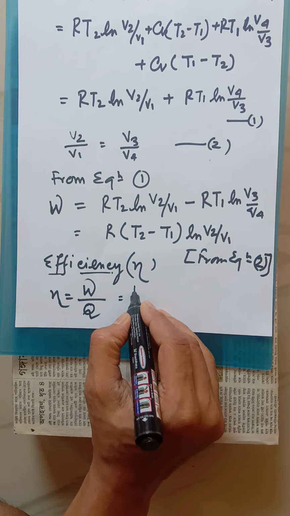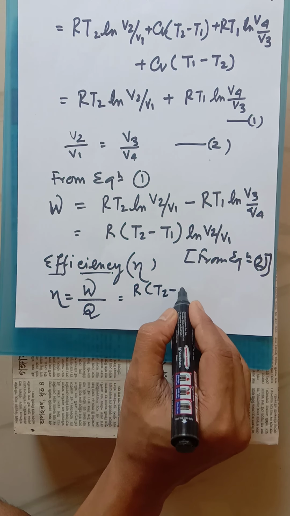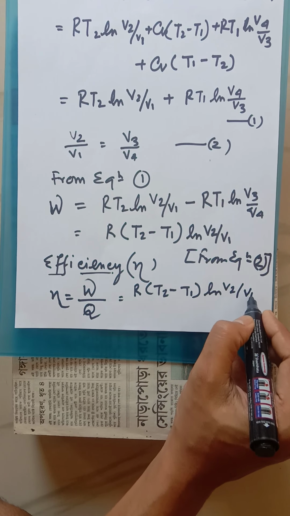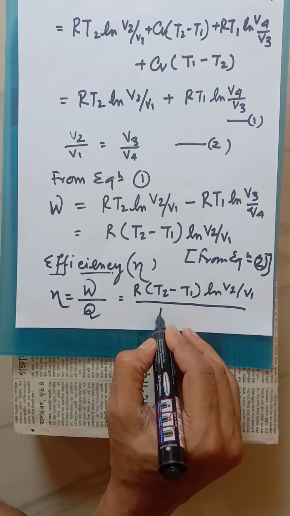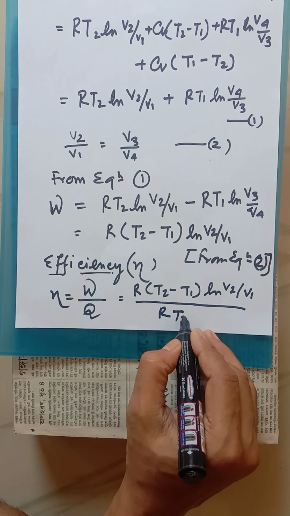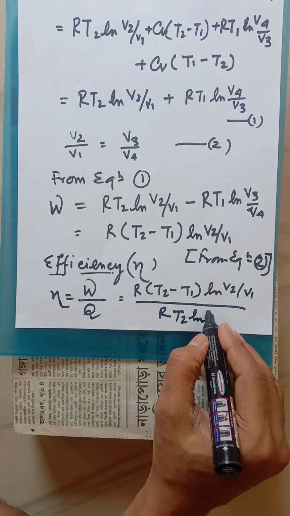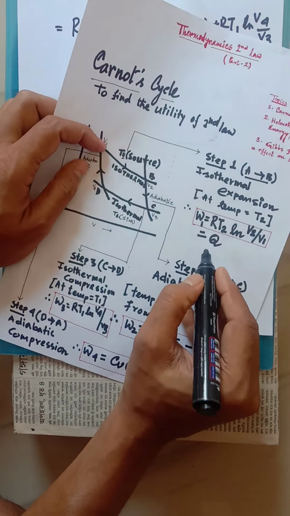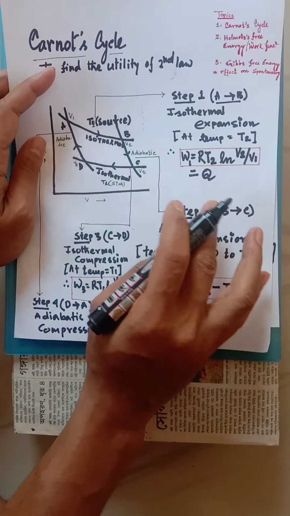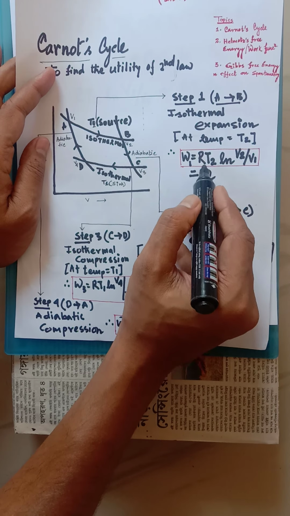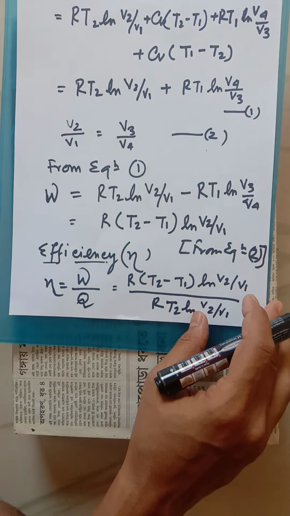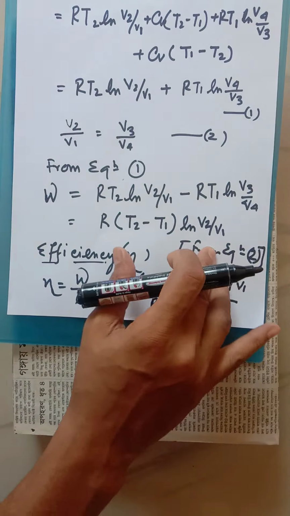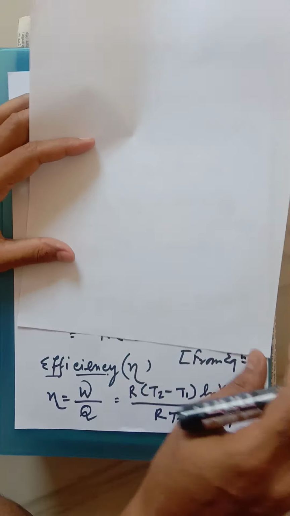So the equation becomes R (T2 minus T1) ln V2 by V1 divided by R T2 ln V2 by V1. Be familiar with the Q. Already I have mentioned in the last page that W1 is equal to Q. So that Q value I have put here. So ultimately, after the calculation, what will be the result over here?